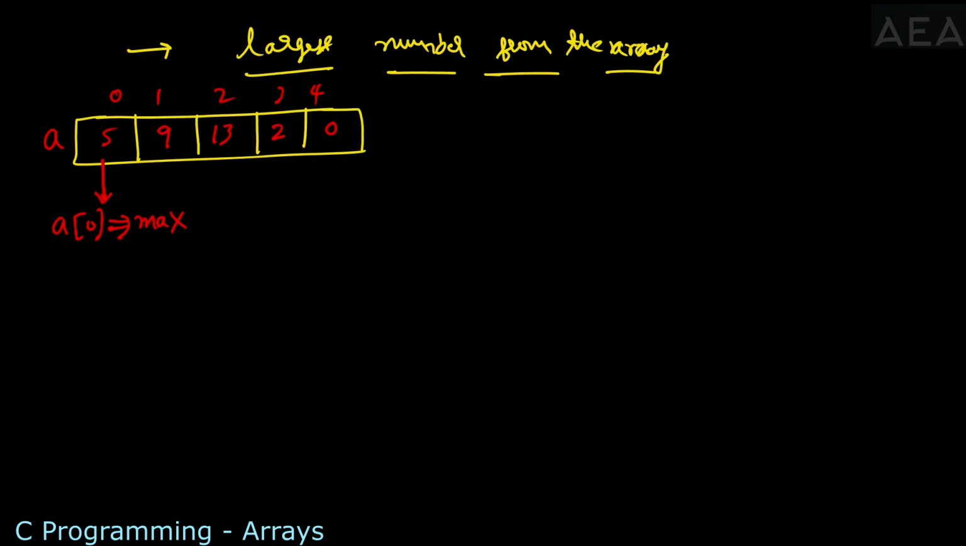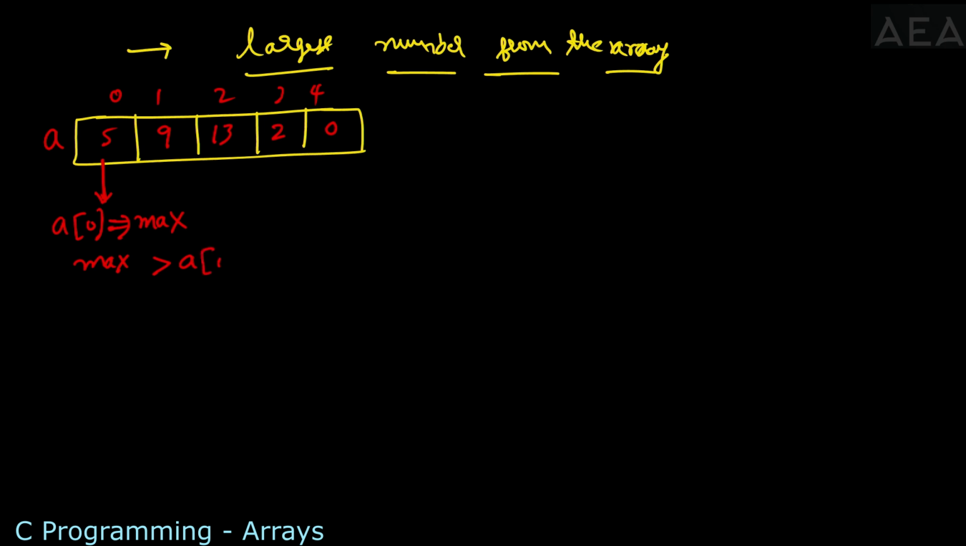Why we have to store? Because we have to identify the maximum number from the given array. For that purpose, store the first value, whatever the first element, into one variable. Later compare this variable with the next position, next value.